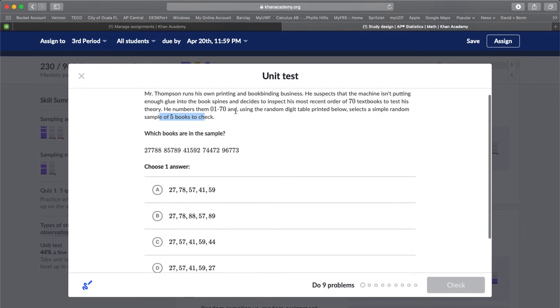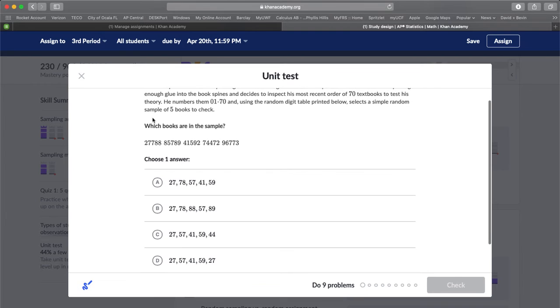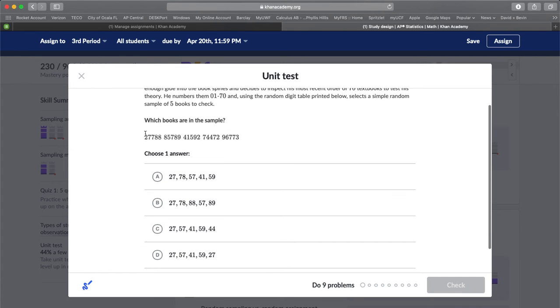So we can't have any repeats. That's implied by simple random sample. In a simple random sample, or in any sample, you shouldn't use the same data point twice. So anyways, let's see what happens here. The first book we have is book 27.